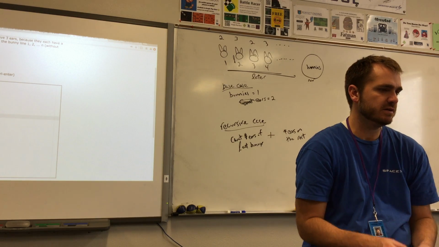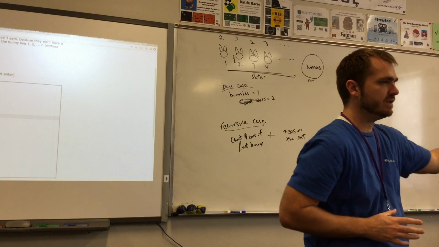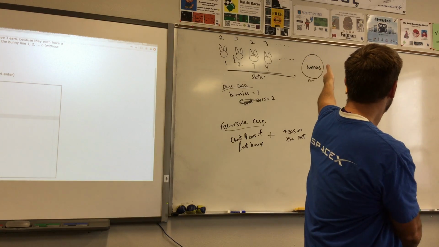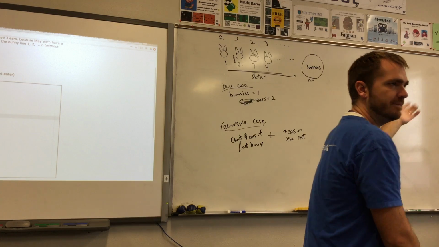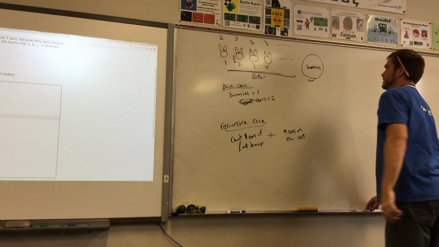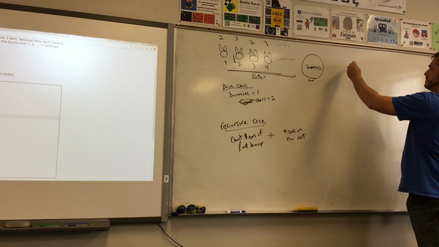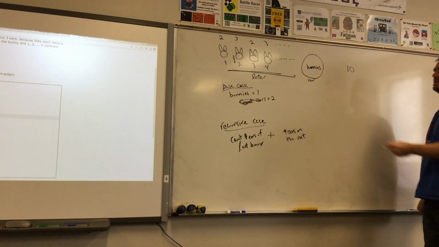So I need to figure out, for the very last bunny, does he have 2 ears or does he have 3 ears, right? So let's go ahead and do some examples here. What if the very last number was 10? How many ears does he have?